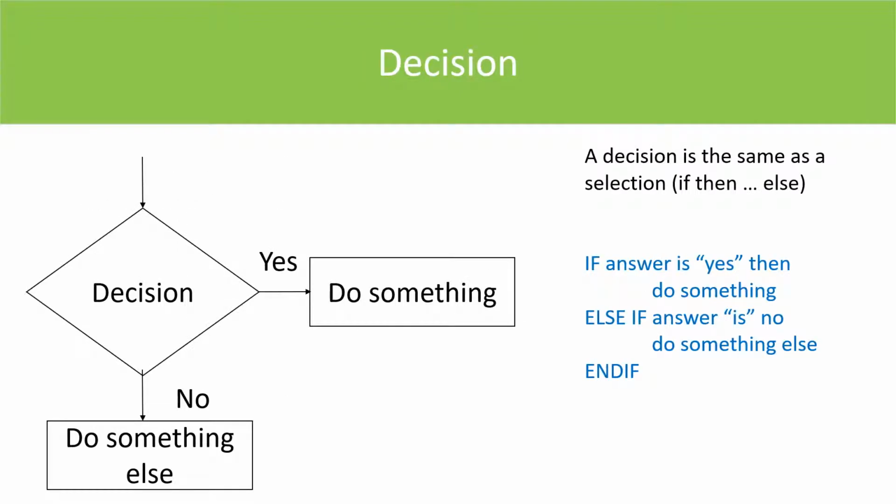A decision is the same as an if-else statement in code that we write. The decision takes the form of a diamond shape, and if the decision has a yes outcome, then we do something, but if it has a no outcome, then do something else. A decision is normally posed as a question.